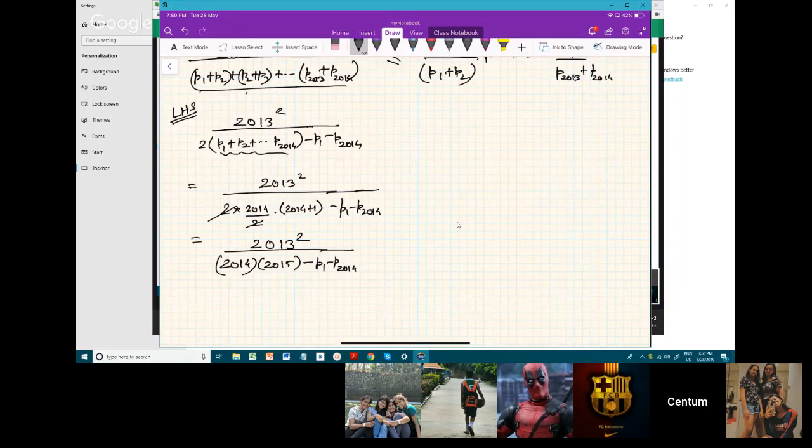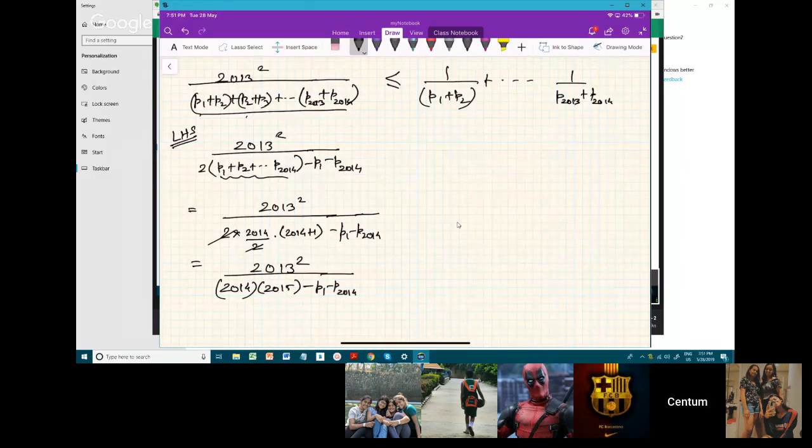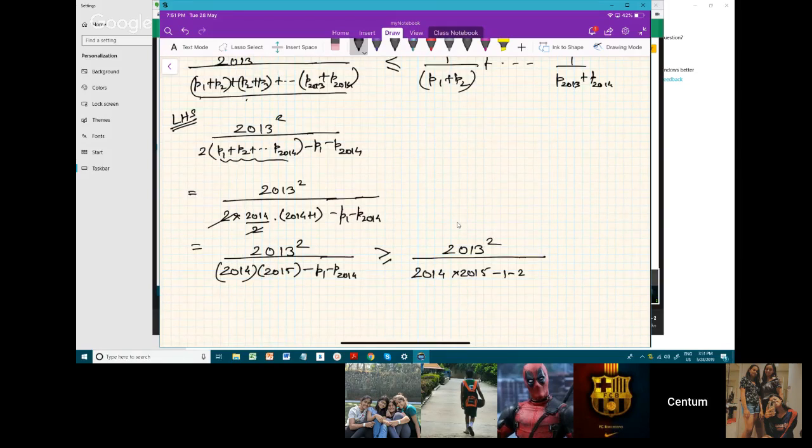If I increase the denominator, then the value goes down, and if I decrease the denominator, then the value goes up. So this particular value is greater than or equal to, I am saying, 2013 square divided by 2014 into 2015 minus 1 and minus 2. Why is this so? Because 1 and 2 are the least of all 2014 numbers, right? So here the numerator is same, but the denominator on the left hand side is lesser than the denominator on the right hand side. Is it okay?